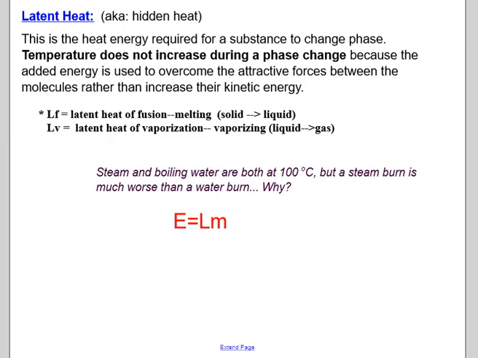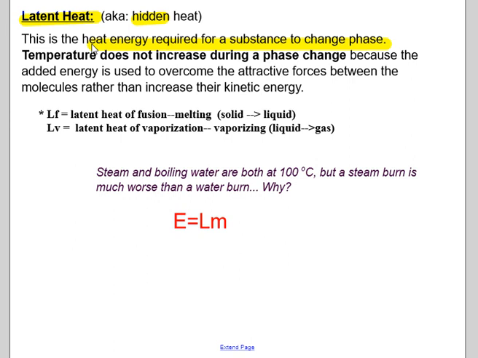We can also calculate the amount of heat that it takes to change the phase of a substance. We call this latent heat. Latent heat is the heat energy required for a substance to change phase. We call it latent because latent means hidden. When a substance is changing phase, even though I put energy in and I put energy in and I put energy in, the temperature is not changing.